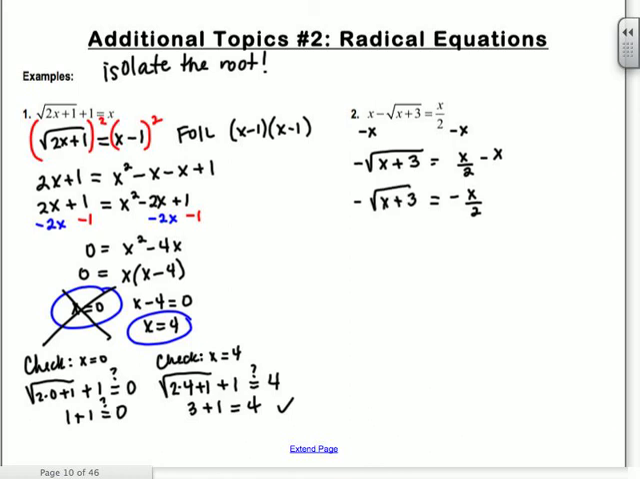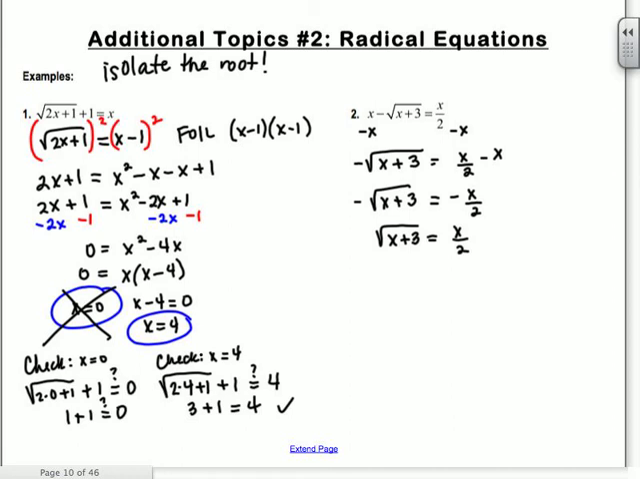We'll go ahead and divide by a negative. You don't need to because you could go ahead and square both sides and the negatives would go away anyway, but let's divide by our negative anyway. So square root of x plus 3 equals x over 2. And we're ready to square.